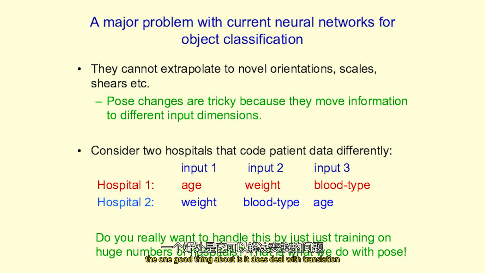The one good thing about it is it does deal with translation. So in a convnet, because you replicate features across space, then if I translate the image, there will be a feature detector of the same kind in a different position that will respond to whatever feature I saw before. That's not actually invariance, that's equivariance. In other words, when I translate the image, I actually translate which feature detector responds. So the translation goes through the system.